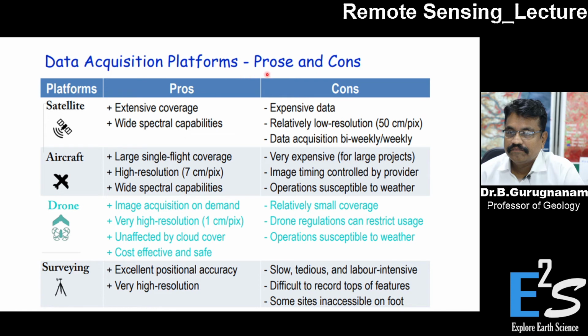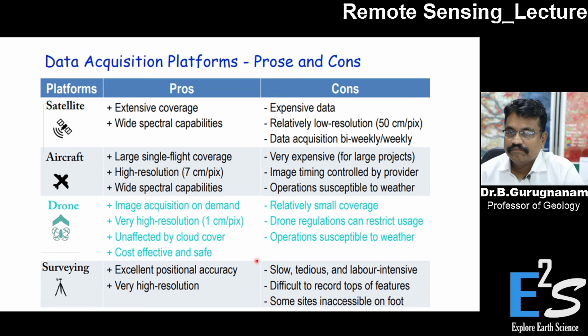Data acquisition platforms, pros and cons. Satellite has extensive coverage and wide spectral capability, but the data is expensive with relatively low resolution, and you get it weekly or bi-monthly. Aircraft has large single flight coverage, high resolution and wide spectral capability, but is very expensive, with image timing controlled by the provider, and operation susceptible to weather. Drone image acquisition is on demand; normally we never do it continuously, but whenever it is required. Very high resolution, 1 centimeter per pixel, unaffected by cloud cover, cost effective and safe. Relatively smaller coverage, and drone regulations can restrict the usage, but we have to get the permission.